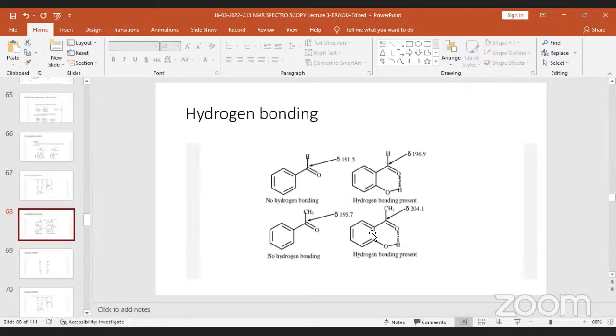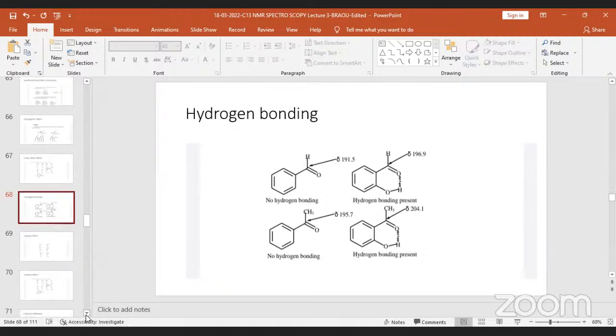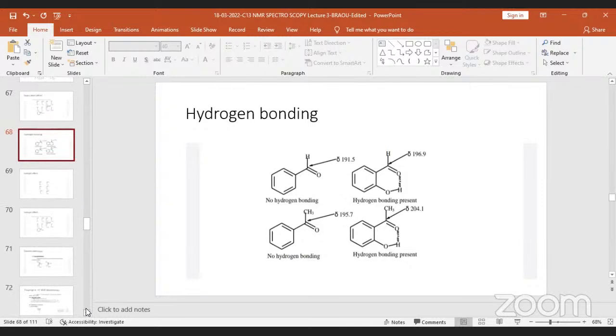And another thing, that I will discuss in the application part, you can also check whether you have intramolecular hydrogen bonding or intermolecular hydrogen bonding, depending on the chemical shift values. Okay.